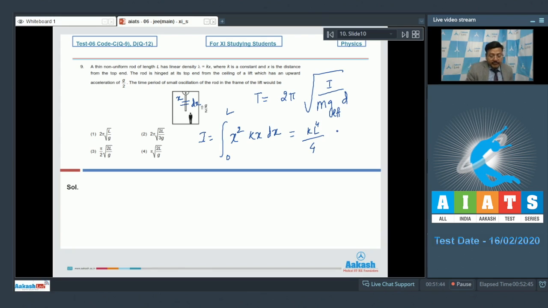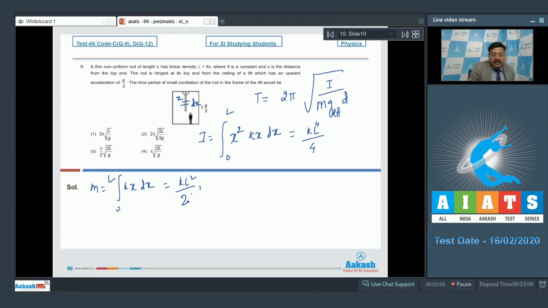That is I. Let's find the mass of the rod, and the mass of the rod is the integral of lambda dx. Again, lambda is kx, so it is kx dx. x goes from 0 to L. This is giving us kL square by 2. That is m, the mass of the rod.